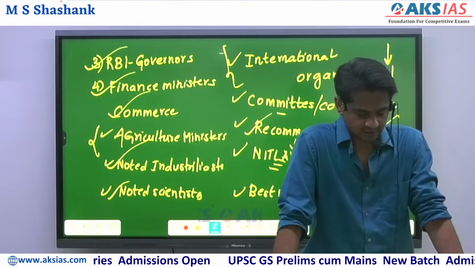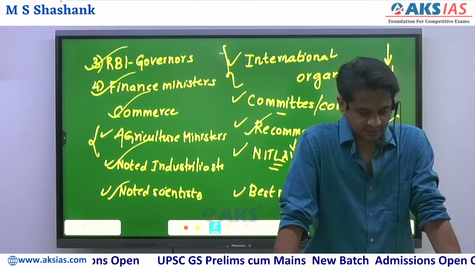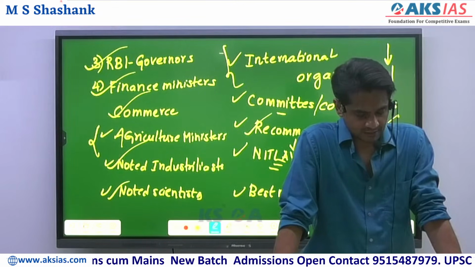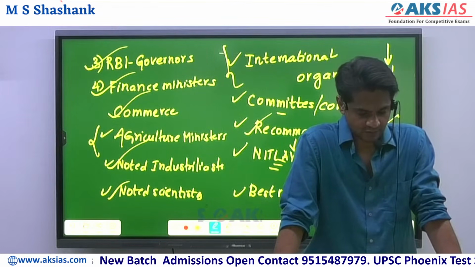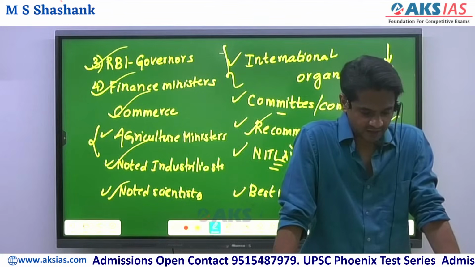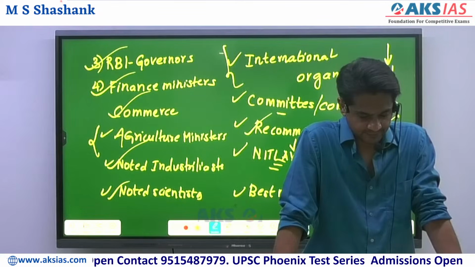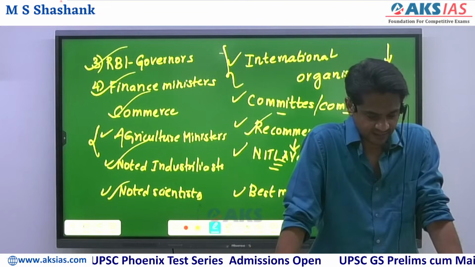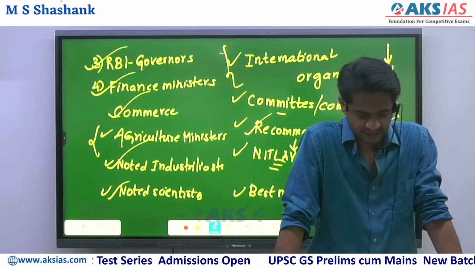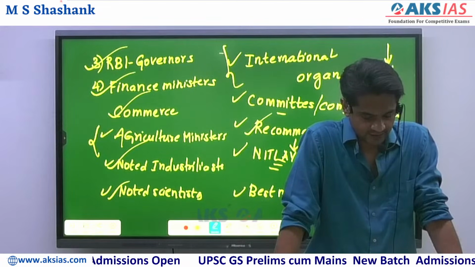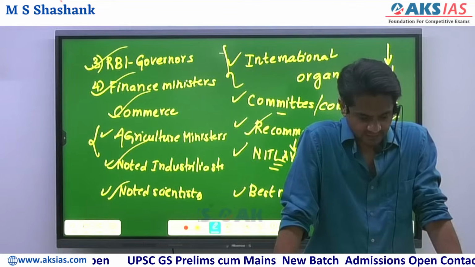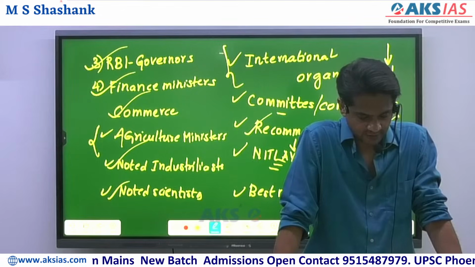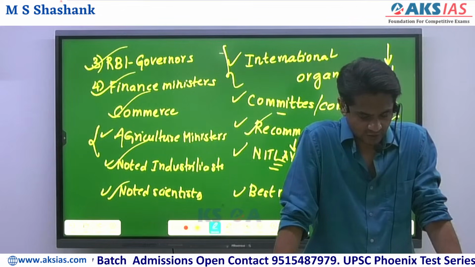Write fast. Okay, assume you are writing mains actually. Then targeted public distribution system in 1997. Then 2000, Antyodaya Anna Yojana for the poorest households. Then 2013, National Food Security Act makes food security a legal entitlement. Then 2019 onwards, One Nation, One Ration Card.